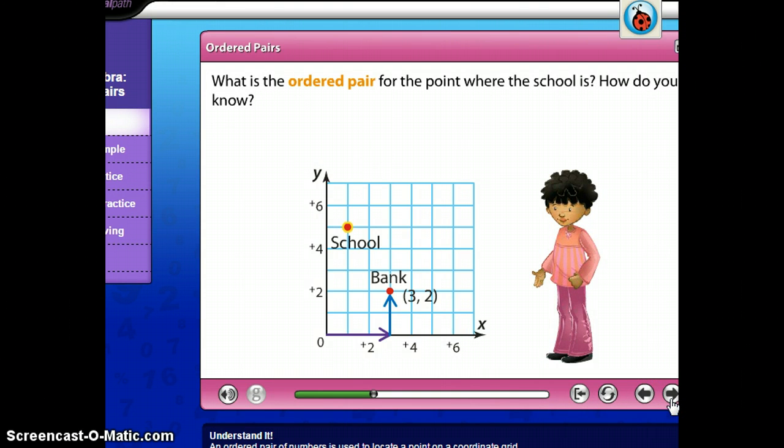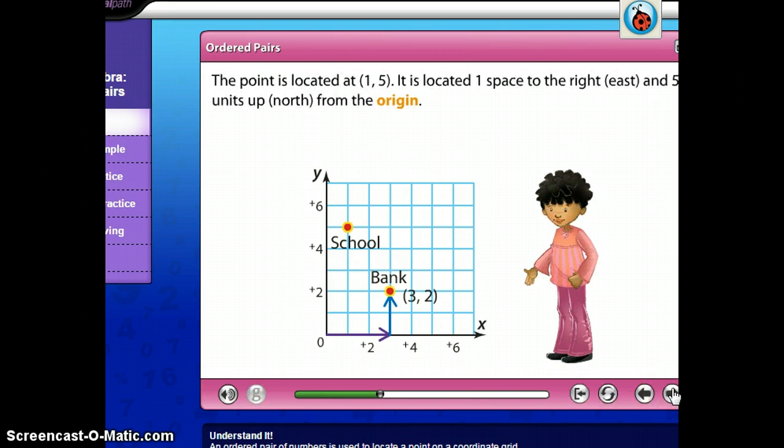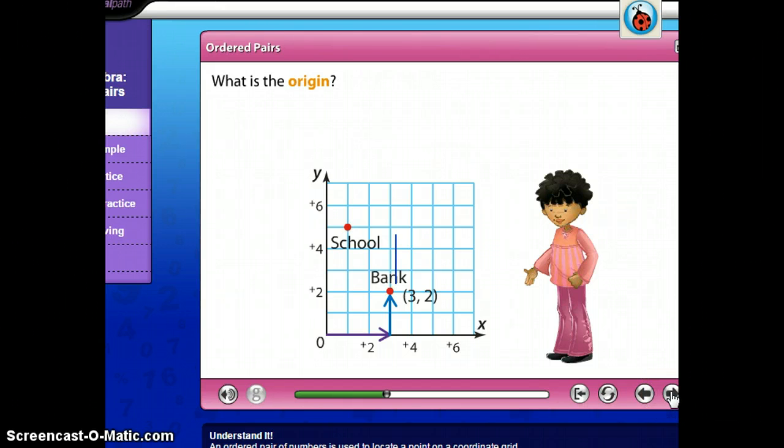What is the ordered pair for the point where the school is? How do you know? 1, 5, because x goes first, then y. The point is located at 1, 5. It is located 1 space to the right, east, and 5 units up, north, from the origin. What is the origin? 0, 0.